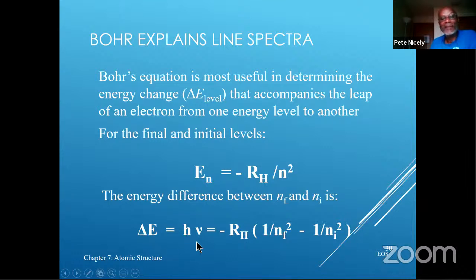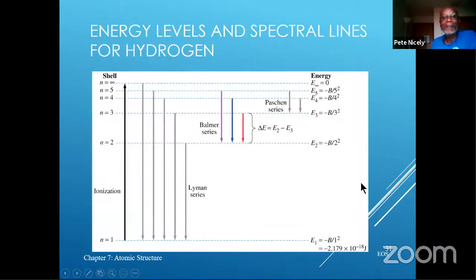that is equal to h times the frequency of the radiation necessary for the transition. And that would be equal to minus R_H times 1 over n_f squared, where n_f would be the final orbit, minus 1 over n_i squared, where n_i would be the initial orbit, all right? So we can use this formula to calculate the frequency of the radiation for the transition, all right? So this is showing you what happens in the case of hydrogen and how the Bohr model explains the transitions and the different colors of light that we see in the line spectrum.